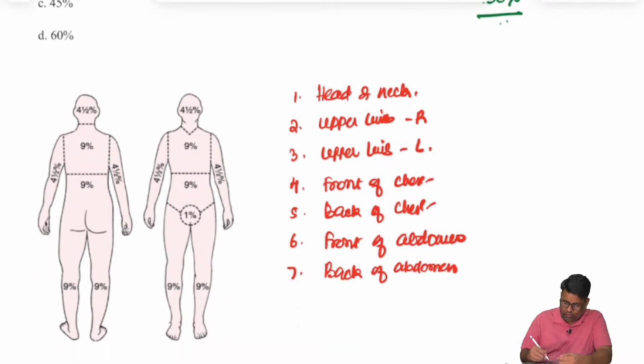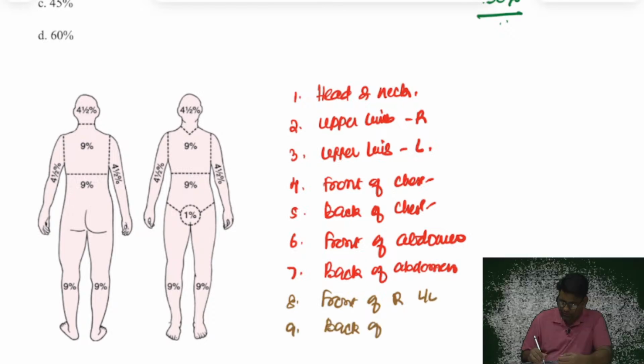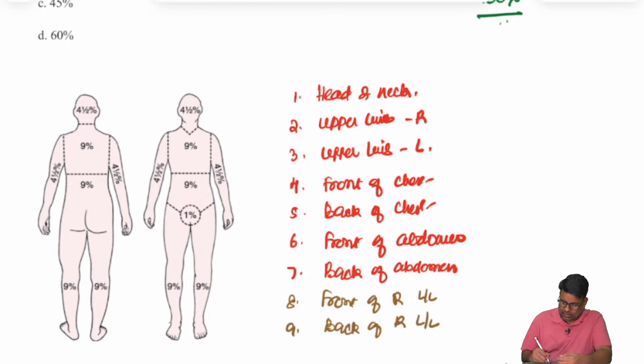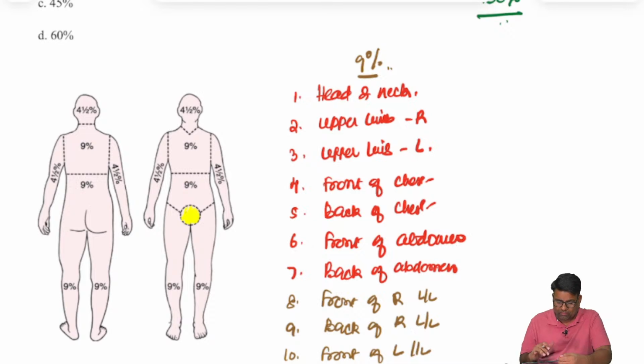Now we have to add 4 more. Eighth is front of right lower limb. Ninth is back of right lower limb. Then 10th is front of left lower limb, and 11th is back of left. Right? So we have got the 11. Every one is having 9%. 1% is of course reserved for the genitalia. So this is the remaining 1%, and this is how we will get the exact 100%.